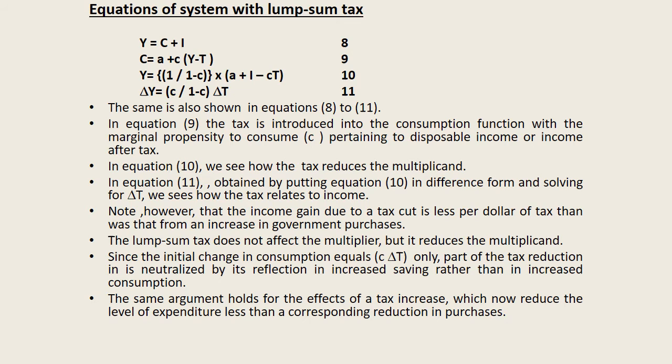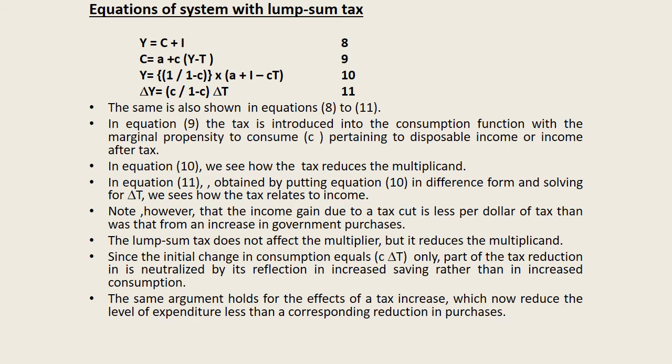In the mathematical explanation, in this case we have a system of four equations with lump sum tax: equations number 8, 9, 10 and 11. The first equation represents income before imposition of tax. Under this case, income, represented by Y, equals C plus I. معناه يا جماعة ان الدخل بيساوي الاستهلاك زائد الاستثمار.